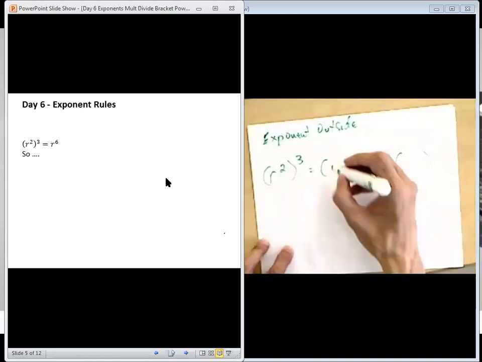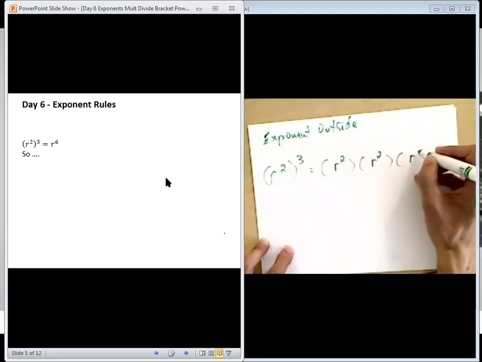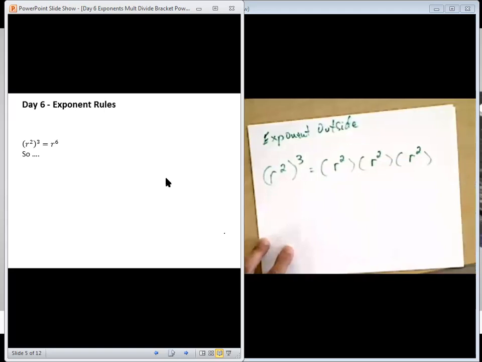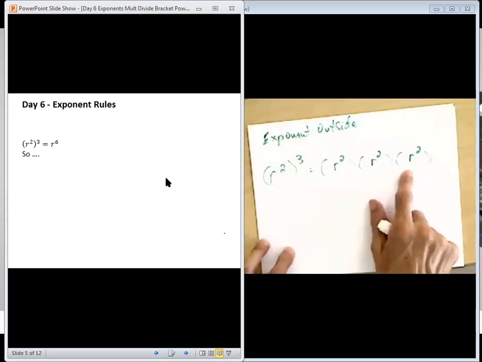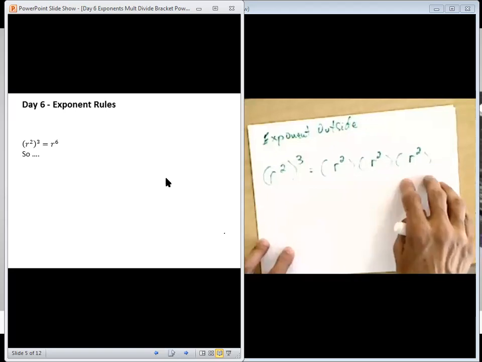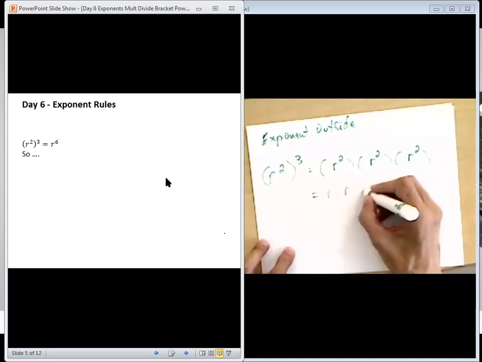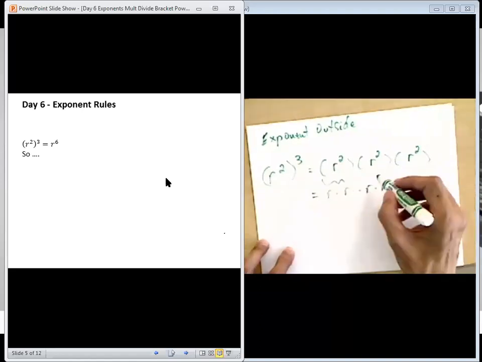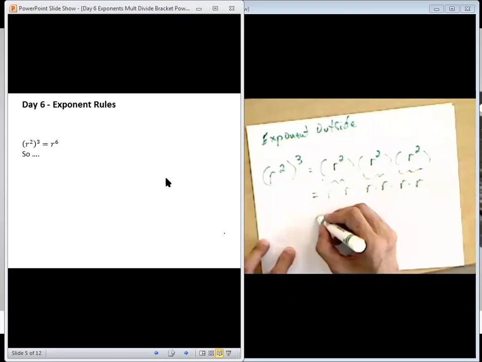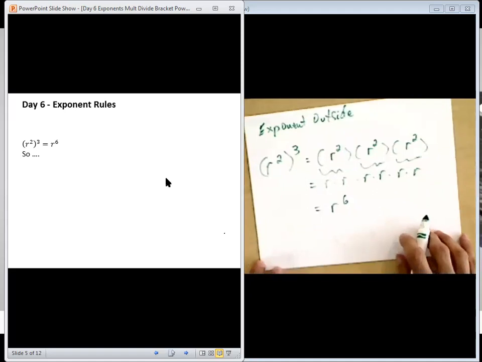What's on the inside? r squared, r to the power of 2. Good. Remember with your brain, each of these can expand out, and you see a big row of r's there. How many r's are there? 6 in total, that's right. 2 from this set of brackets, 2 from that one, 2 from that one. Final answer, 6.